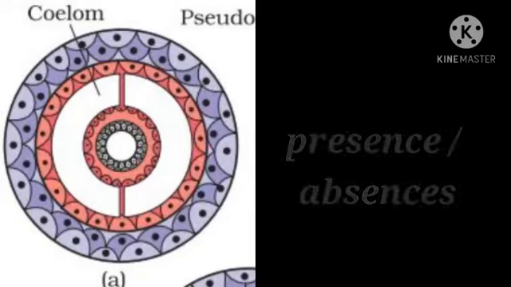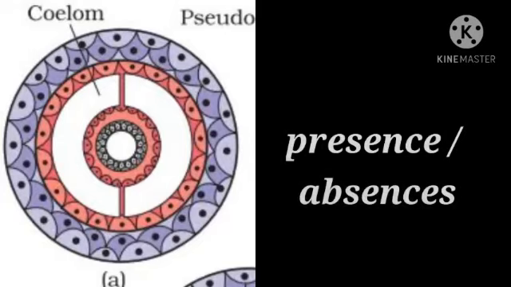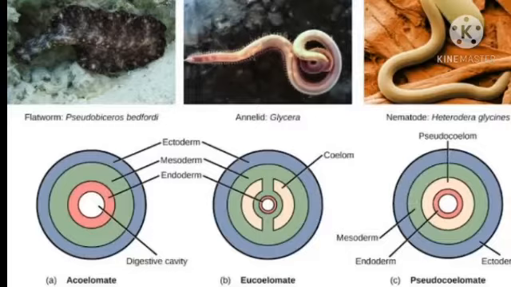Based on the presence or absence of coelom, organisms are divided into three types. Acoelomates: these are simple organisms having no body cavity. Coelomates: these are complex organisms having a true cavity lined by mesoderm from all sides. The last one is the pseudocoelomate, the third type. These are organisms having a false coelom. They have pouches of mesoderm scattered between endoderm and ectoderm.